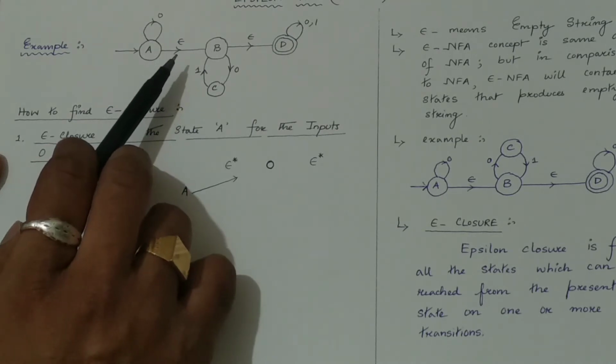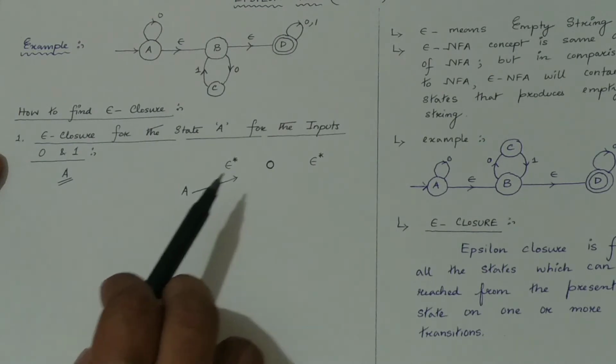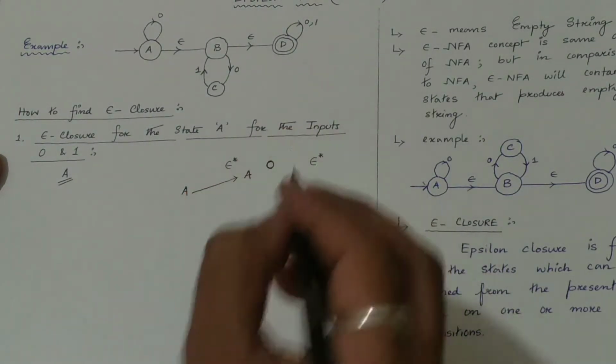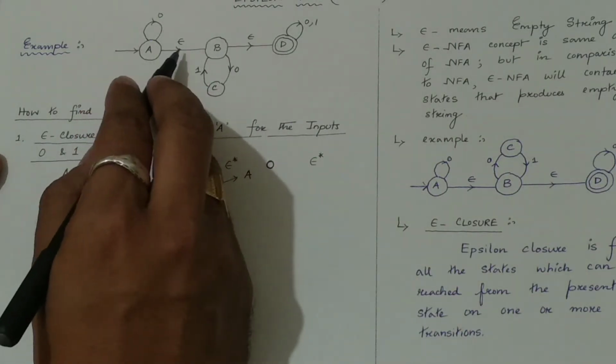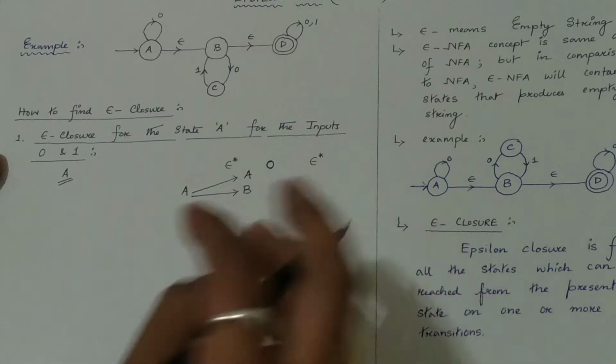Because it is an empty transition, right? So always remember that A on seeing epsilon first goes to itself. So I will write down A. Clear? Then A on seeing epsilon, next where does it go? It goes to B. Clear?